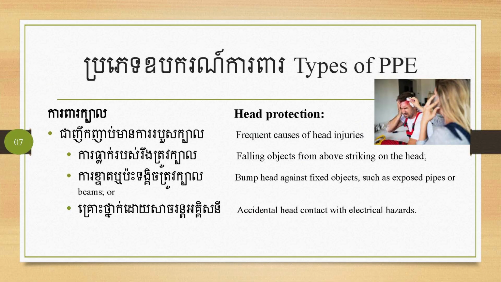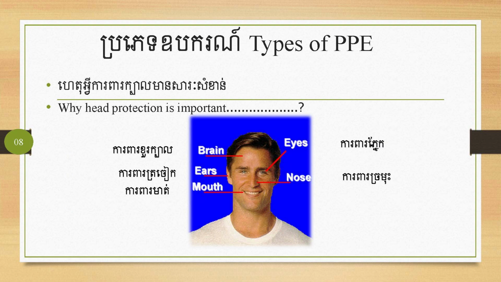7. Types of PPE. Head protection. Frequent causes of head injuries include falling objects from above, striking the head, bumping the head against fixed objects such as exposed pipes or beams, accidental head contact with electrical hazards. 8. Why is head protection important? It protects the brain, ears, mouth, eyes, and nose, essentially covering the entire head.